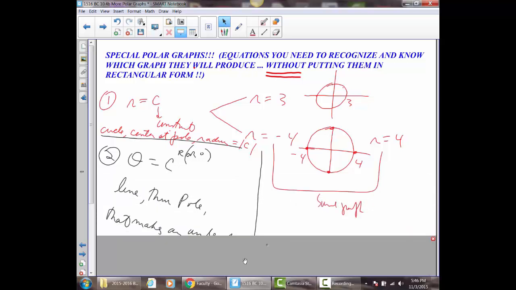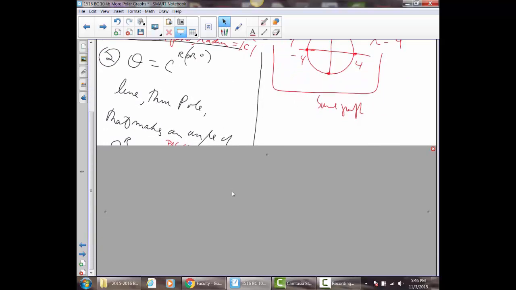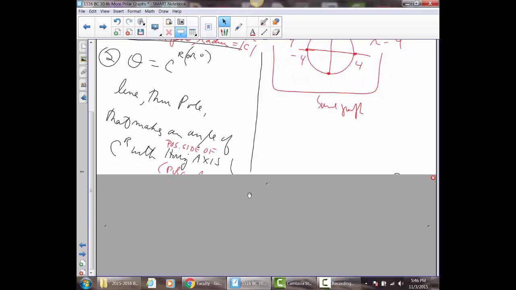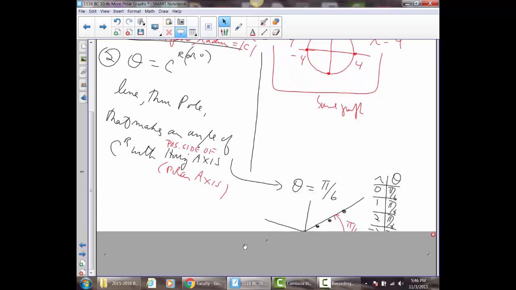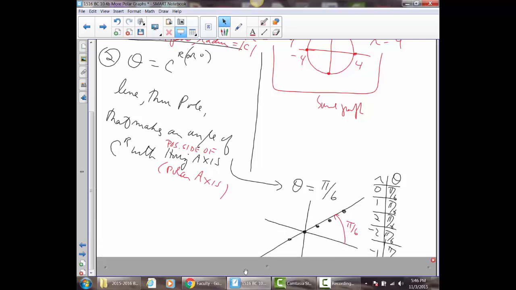Theta equals a constant. Remember, we just saw that one. We did theta equals 5 pi over 6. That's a line through the pole that makes an angle of c radians with the horizontal axis, which is the positive side of the polar axis. Just as an example, theta equals pi over 6 is a line through the pole, and it makes an angle of pi over 6 with the positive horizontal axis.